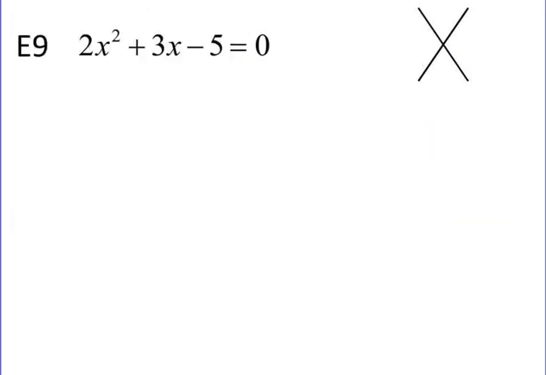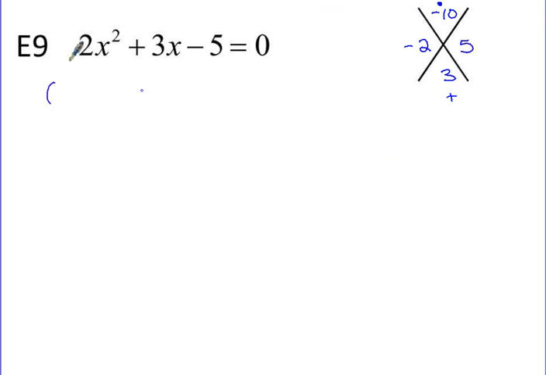So when we look at example 9, we multiply that first times the last to get our top number for our diamond. It's going to be negative 10. Our middle number goes here on the bottom. We're looking for two numbers that multiply to give you negative 10, but add to give you 3. The two numbers that would work for that would be negative 2 and positive 5.